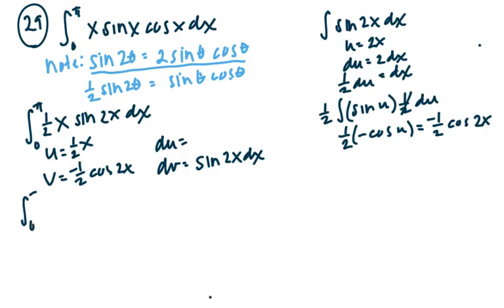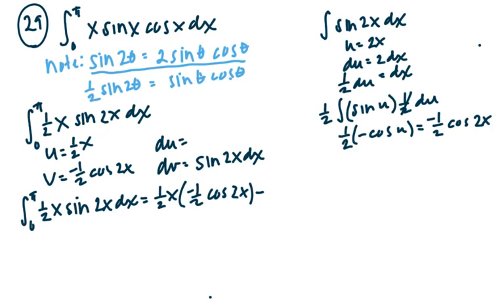So then we have the integration from 0 to pi of 1/2 x sine 2x dx equals uv. So we have 1/2 x times negative 1/2 cosine of 2x minus the integration of v, negative 1/2 cosine of 2x.